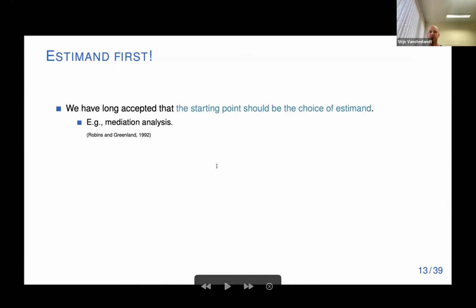Now, going back to the prescriptive approach to causality, I think we've long accepted that the starting point of a causal analysis should be the choice of an estimand. And mediation is one clear example of that. I think we've more or less refuted the product of coefficients method because it's a little bit the world upside down. We have an estimator, but may not know quite exactly what it's giving us in terms of indirect effect. And so a key point from the famous Robins-Greenland paper is that we should first pin down what measure of indirect effect we want to work with, and only then can we think about identifying and estimating it.